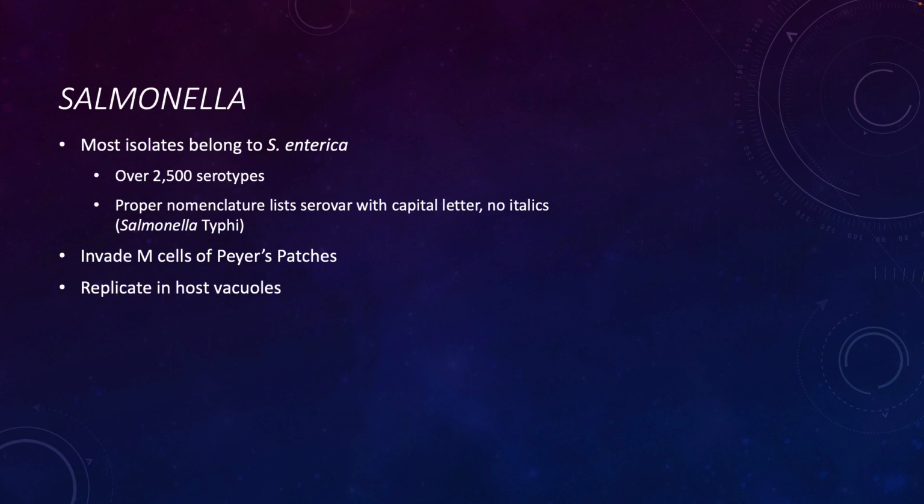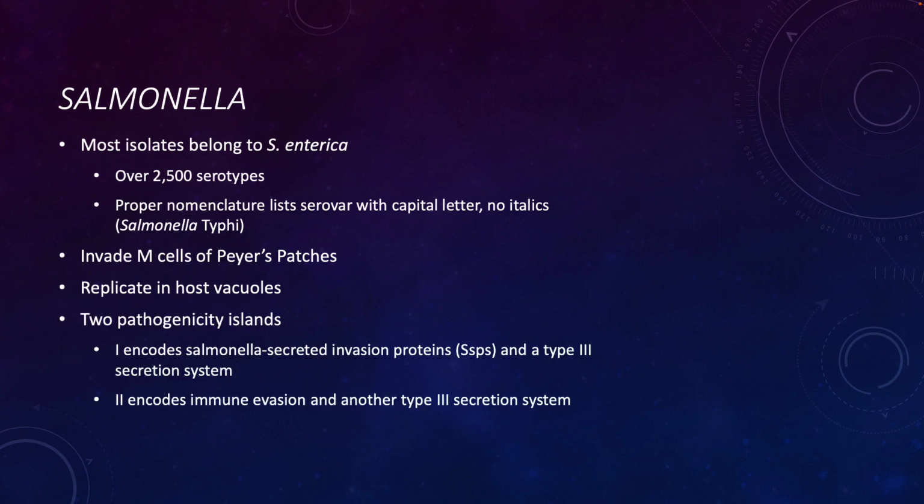They can replicate inside of host vacuoles, and most isolates or most serovars will have two pathogenicity islands. These are regions of the chromosome that encode genes important for pathogenesis or for causing disease. The first pathogenicity island encodes invasion proteins and a type 3 secretion system. The second pathogenicity island encodes proteins important for immune evasion and another type 3 secretion system.